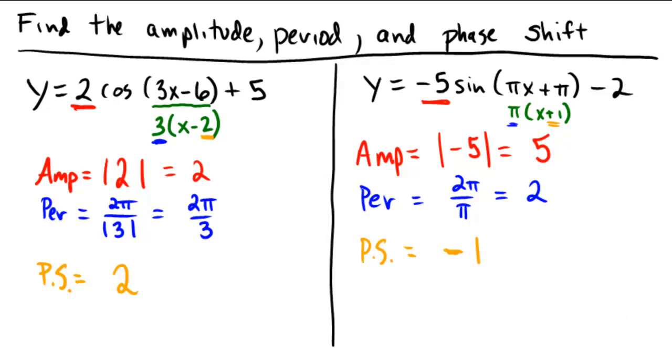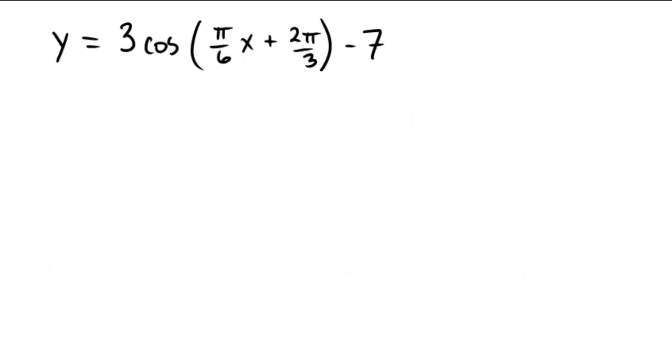Okay, one more. Why don't you try this one on your own here? Try the y equals 3 cosine of pi over 6 x plus 2 pi over 3 minus 7. Assuming you paused it and gave it a shot here. Now this one's a little bit of a sneakier factoring, so hopefully you got this. So I'm going to pull out the pi over 6. That's going to be on top of an x plus, and let's see, that 2 pi over 3 would have been 4 pi over 6. So if I pull out the pi over 6, that would have been a 4. So x plus 4 is the object that's inside of there.